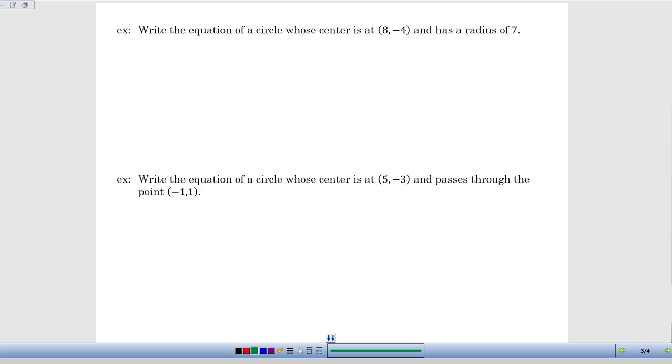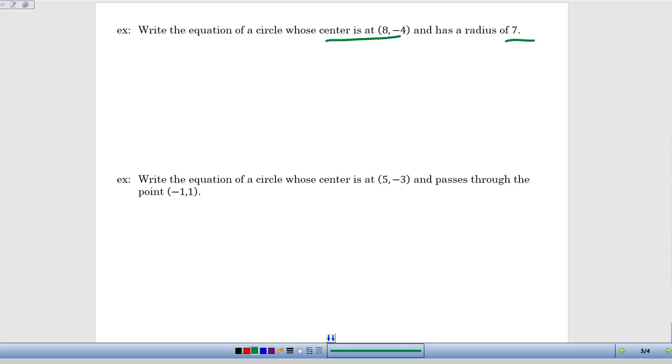Sometimes we're asked to work backwards from what we did in the example where we graphed in the previous video, where we're given some information about the graph of the circle, and we have to come up with the equation based on that information. So in the first example, we want to write the equation of the circle whose center is at (8, -4), and that has a radius of 7. So we just have to plug those numbers into the correct locations in the equation.